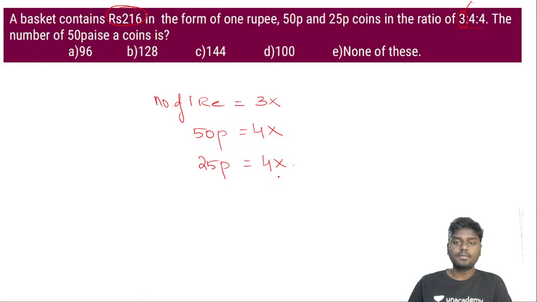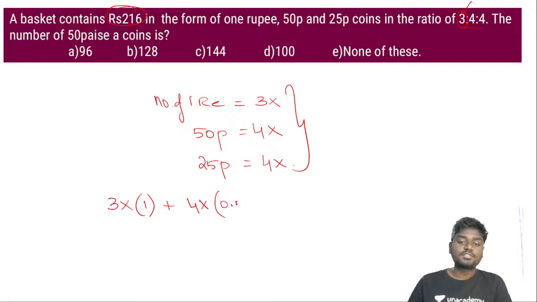So listen very carefully. With these 1 rupee, 50 paise and 25 paise coins, if I try to add the money value to it, I have 3x number of 1 rupee coins and the money value of 1 rupee is 1, plus I have 4x number of 50 paise coins and the money value of 50 paise is 0.5, plus I have 4x number of 25 paise coins and the money value of 25 paise coins is 0.25. I get a total amount of rupees 216.